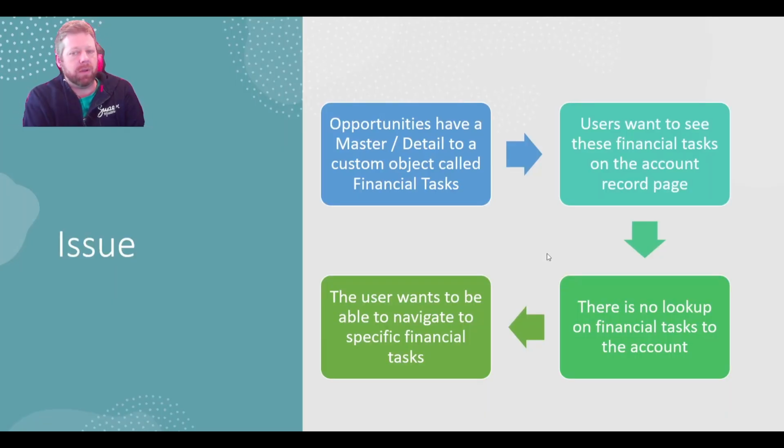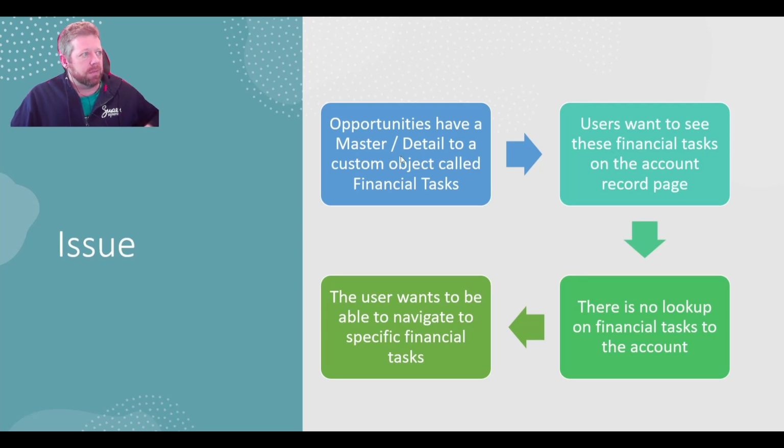So our issue here, what we can use as a demo, is we have opportunities and they have a master detail relationship to a custom object, which we're calling financial tasks. But the users want to see these financial tasks on the account record page. Obviously, you can't use the normal method of related list in the page layout because there isn't the link there. We're imagining that we don't have a lookup to that account. And the last bit is that they want to be able to navigate to those specific tasks.